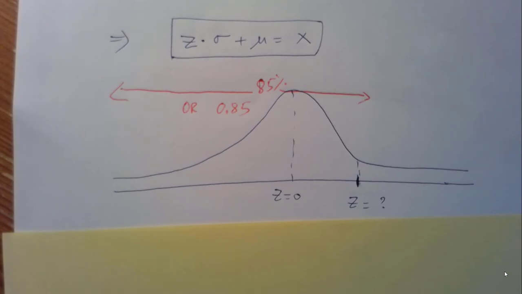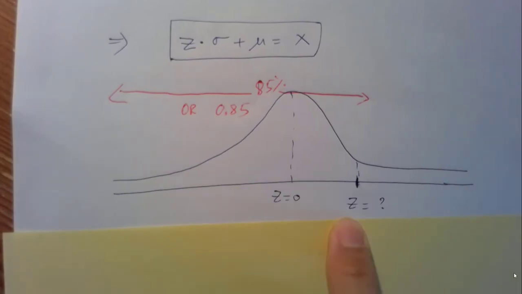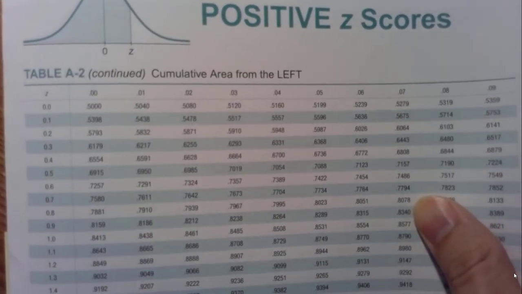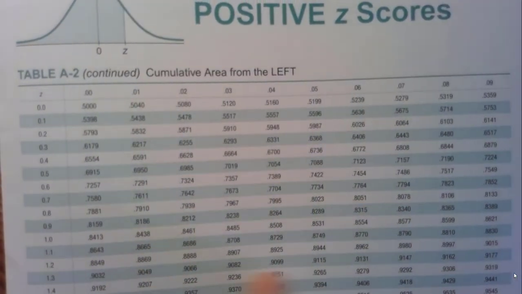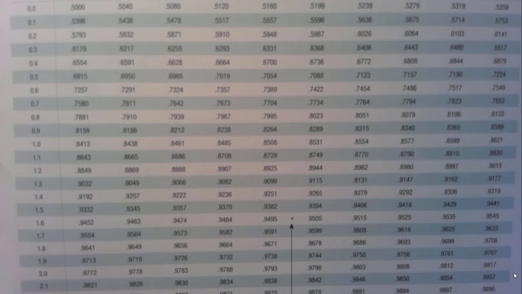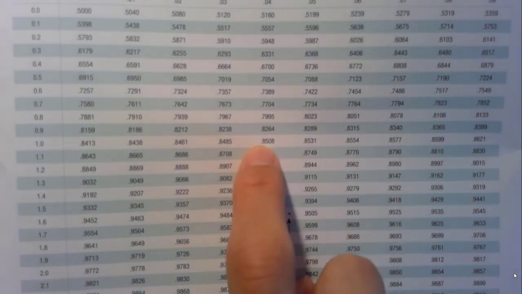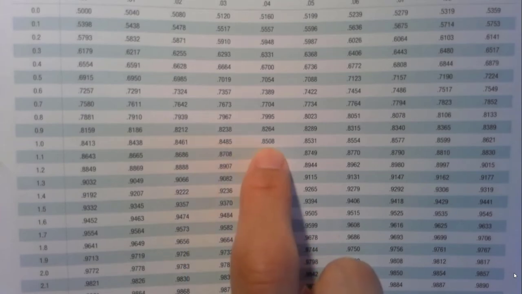Well, this is the opposite problem from what we saw earlier. We are given the area, and we are looking for the Z score. So this is the positive Z score, so let's use the positive table. We are looking for 85%, which is the number inside the body of the table. So let's try to locate the 85%. 85 is around here. Let's try to find the smallest value of 85%. This is 84, so the smallest value of 85 we can have here is 0.8508.